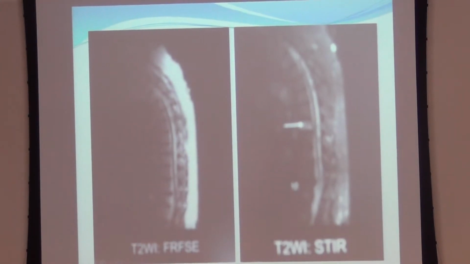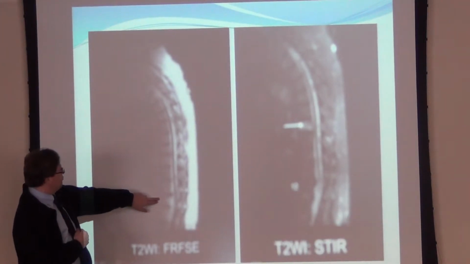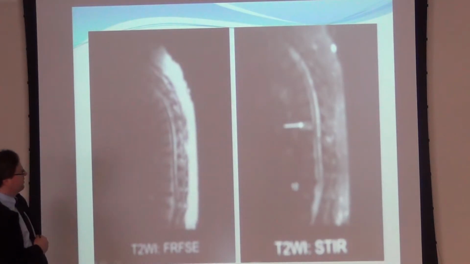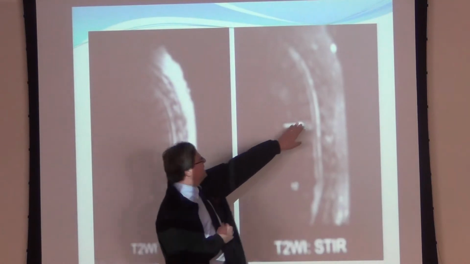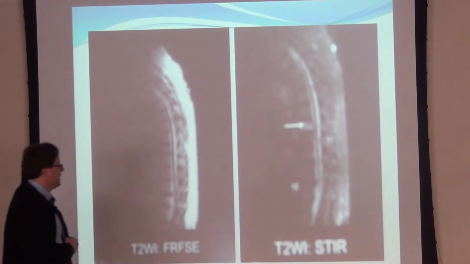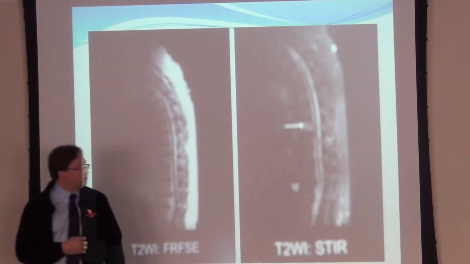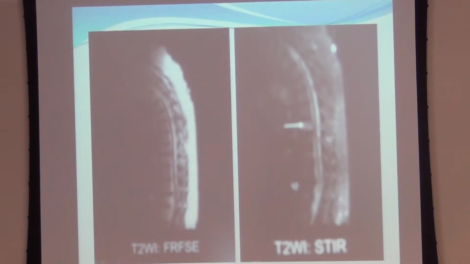This is an example of a T2 image here. I don't know how well it shows up, but here's an old fracture here, and the new fracture is up here. You can't even see a difference. Here it will line up on a T2 weighted STIR image. Here you don't see the old fracture down here around T12, you don't even see it.